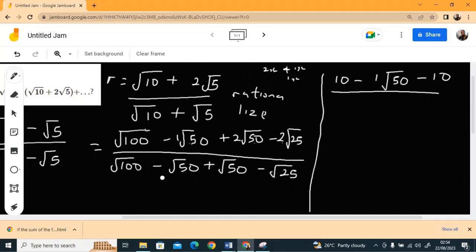Now, this and this will cancel because this is plus root 50 minus root 50. Root 100 is 10. Minus root 25 is 5.